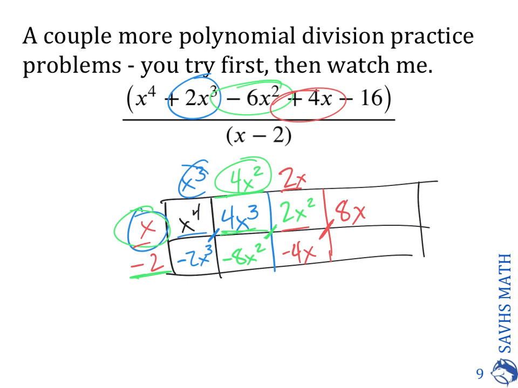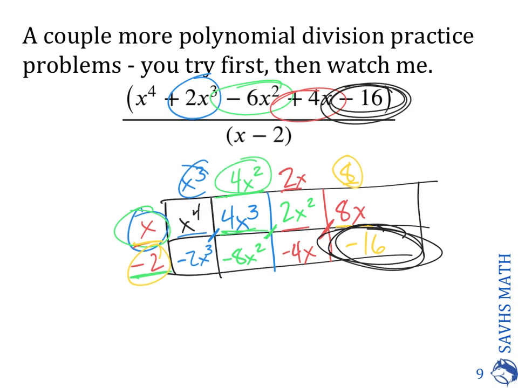Okay, and so now I'm almost done, but I'm not quite there. I've got to put an 8 here because 8 times x gives me 8x. And so now I need a negative 16 here. And the plus side now is I'm done. And I know that I'm done because my last term, the last thing in the box, matches the last term of the polynomial that I'm dividing.